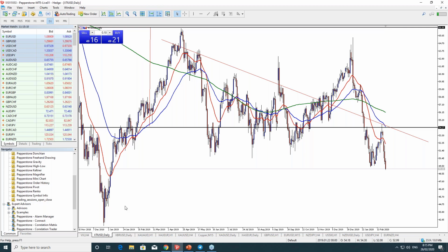Okay, so when we talk about XTI, it's one of the ones I usually like to look at first. We can see here we've got this nice little shooting star coming off a potential roll reversal over here and previous resistance.